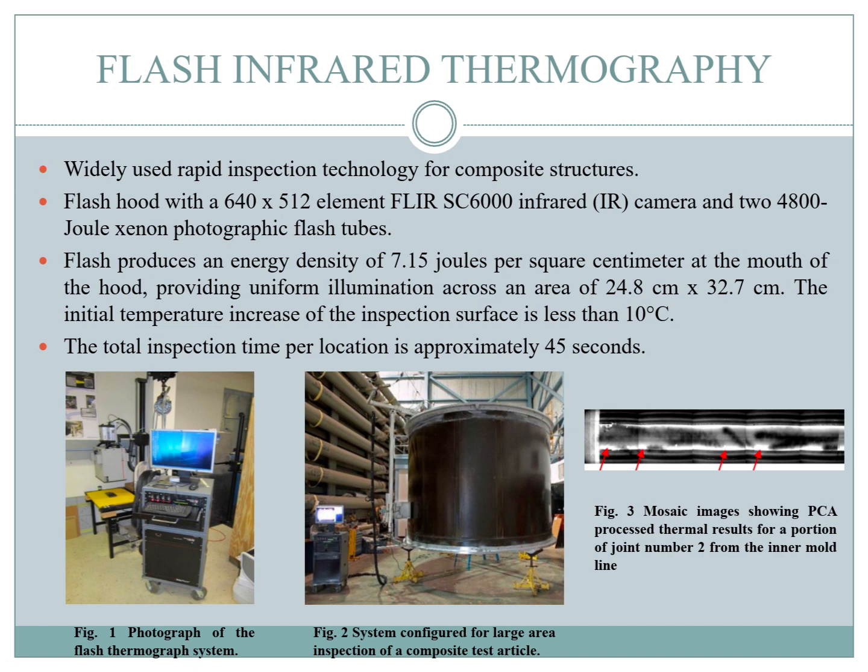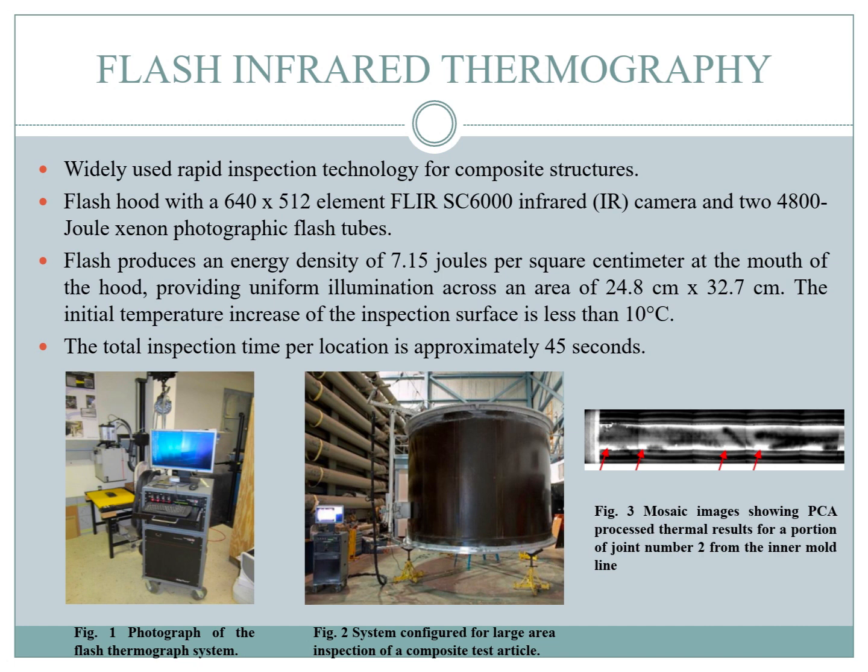The flash produces an energy density of 7.15 joules per square centimeter at the mouth of the hood, providing uniform illumination across an area of 24.8 cm by 32.7 cm. The initial temperature increase of the inspection surface is less than 10 degrees Celsius. The system is connected to a base station which houses the system computer and power sources for the various components. Thermographic inspection is accomplished by placing the hood on the section of material to be inspected. Thermographic images of the specimen are captured by the infrared camera for a predetermined amount of time and stored in the computer for further analysis.